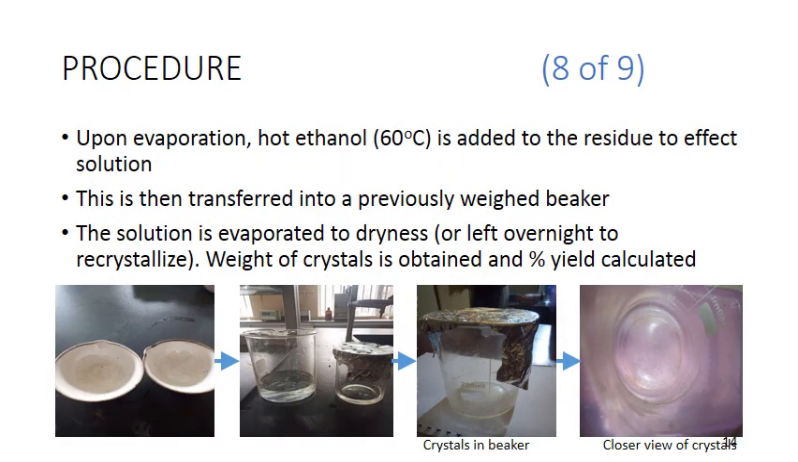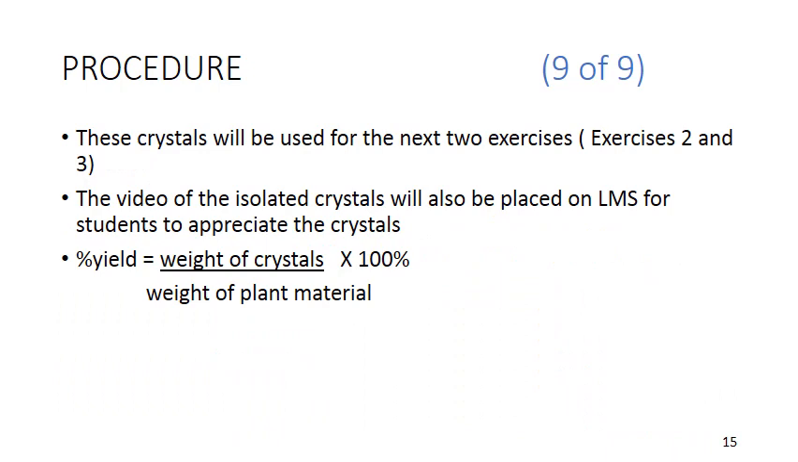Upon evaporation, hot ethanol was added to the residue to effect a solution, and this hot ethanol was at 60 degrees centigrade. This was then transferred into a previously weighed beaker, and the solution of the ethanol and the crystals were evaporated to dryness or left overnight to recrystallize. The weight of the crystals obtained and percentage yield was calculated. So from these crystals we will use for the next two exercises, exercise 2 and 3. The video of the isolated crystals will also be placed on LMS for students to appreciate the crystals, their shape and their color.